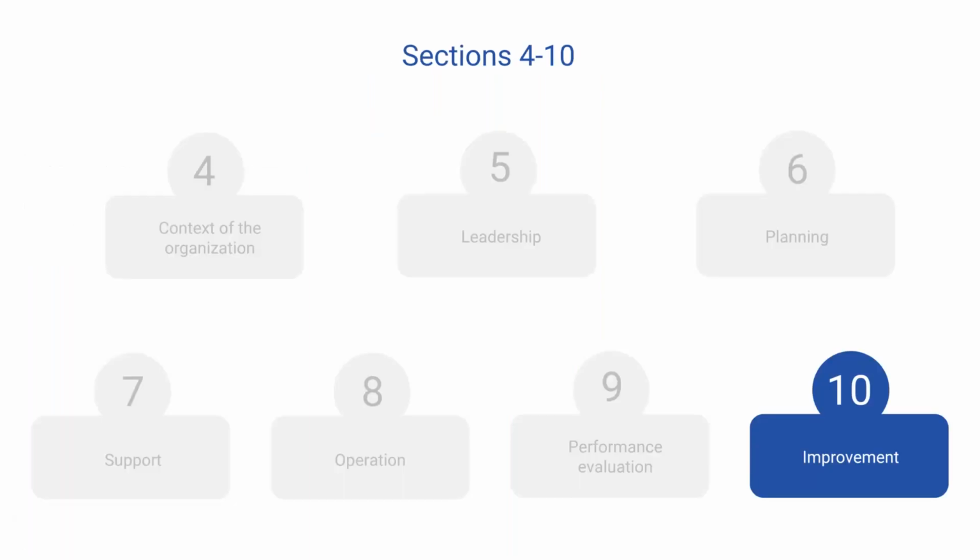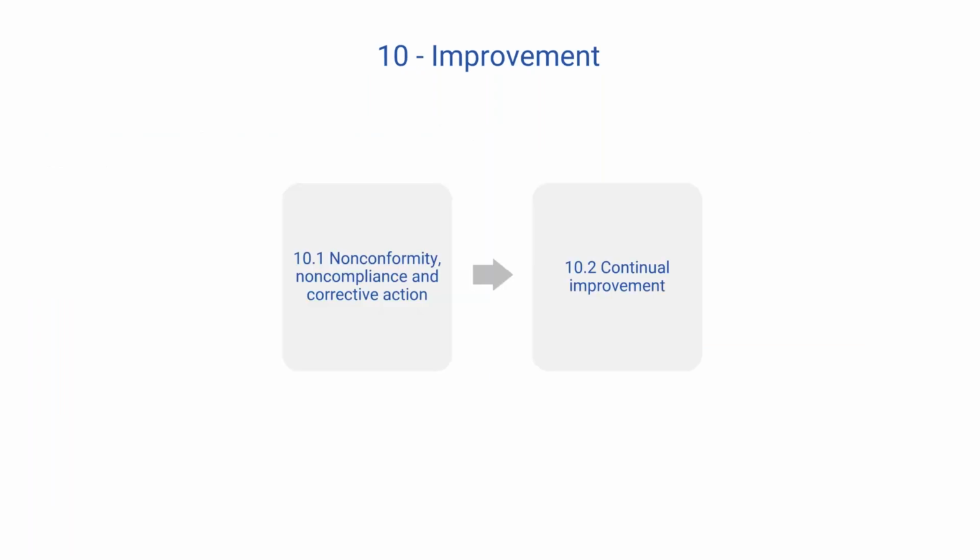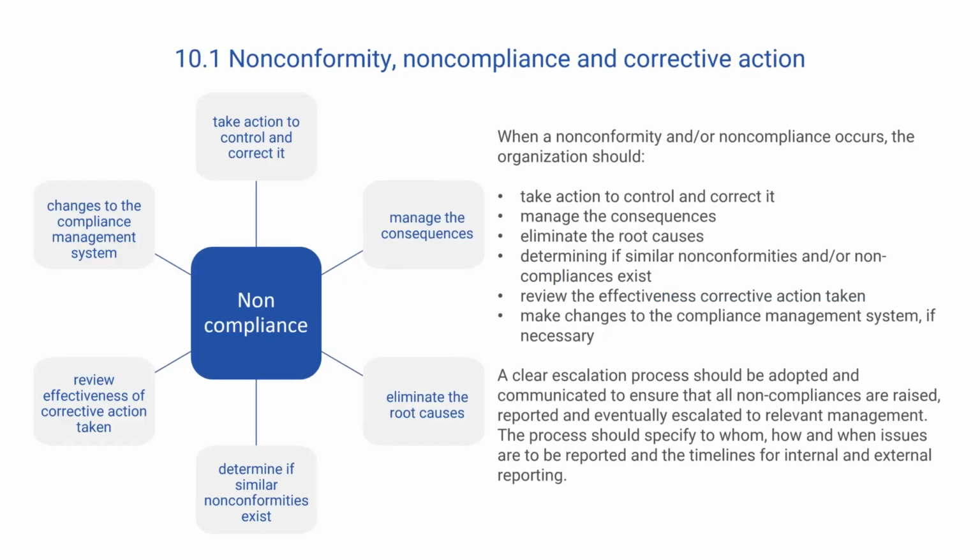And the last element to discuss is element 10, which is improvement. So talking about non-conformity, non-compliance, and then continual improvement. So non-conformities, when you do find non-compliance, it's really critical that you take action and take action quickly. Try and eliminate the root cause, determine if similar nonconformities exist. This can be done through some data analysis, and then review the effectiveness of the corrective action.